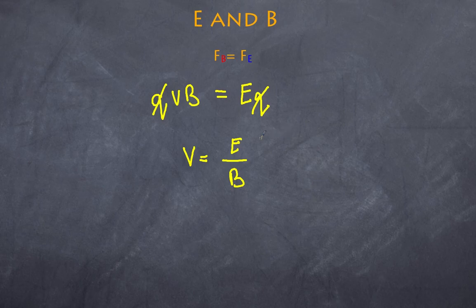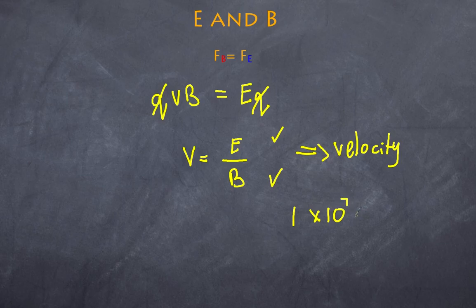As I've said, JJ Thomson already knew the electric field. He already knew the strength of the magnetic field. So now he was in a position to work out the velocity of this cathode ray. And he did work out the velocity, and he got a value of approximately 1 by 10 to the power of 7 meters per second. So that's pretty good. But can you see the significance of this?